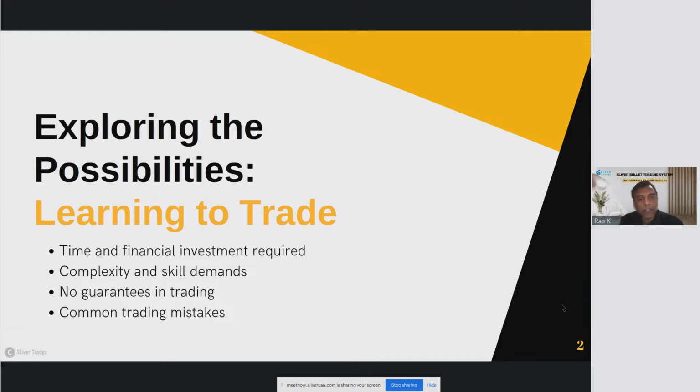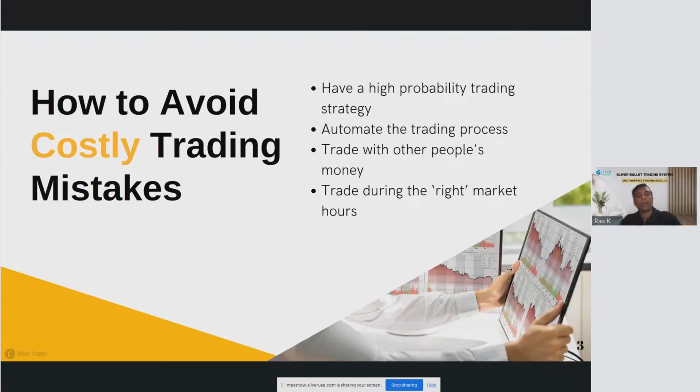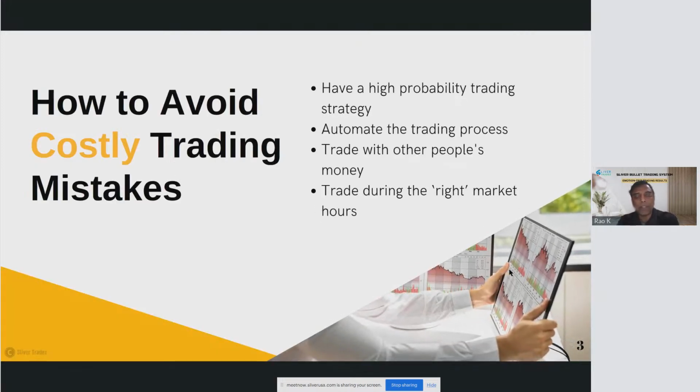Since we are focused on financial instruments trading, let's understand what trading is, what it means to learn trading, and explore the possibilities. Learning to trade requires time and financial investment. Because it's complex, it requires skills, it requires experience, and there are no guarantees in trading, like anything else in life. And there are common trading mistakes people make all the time. But those costly mistakes can be avoided with a little guidance and training.